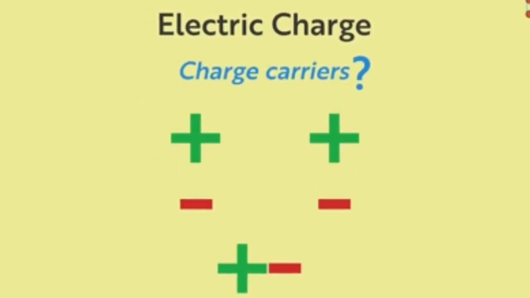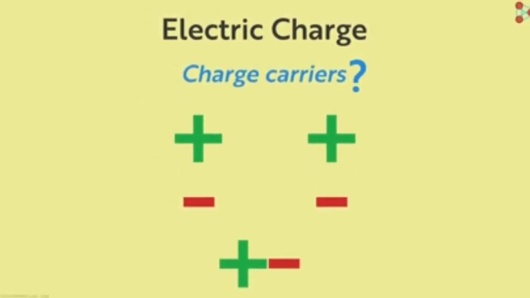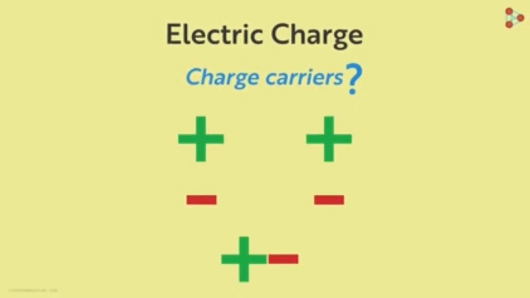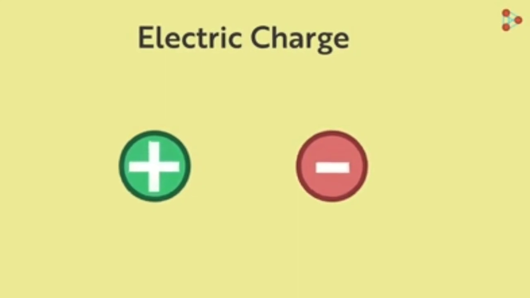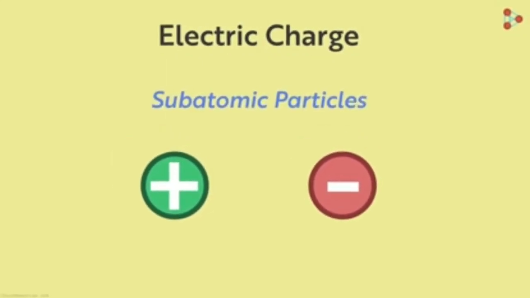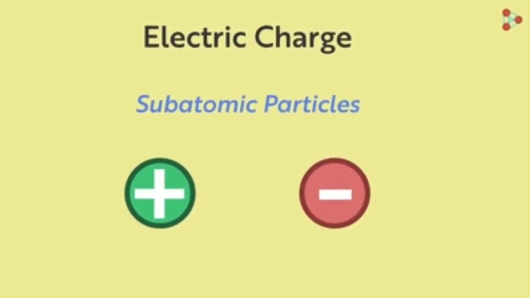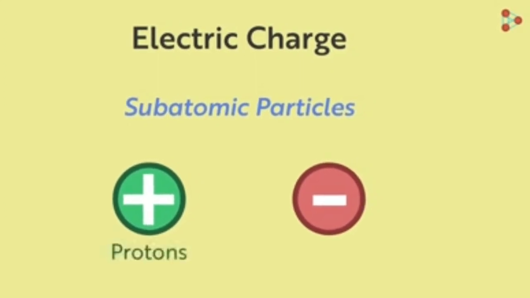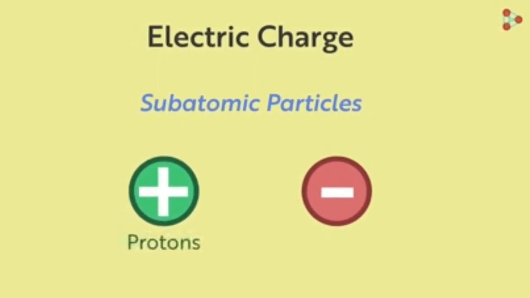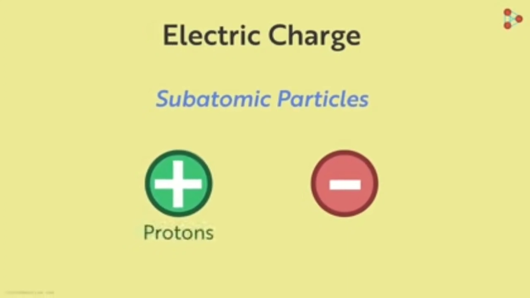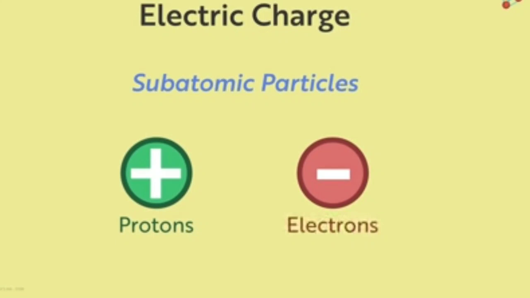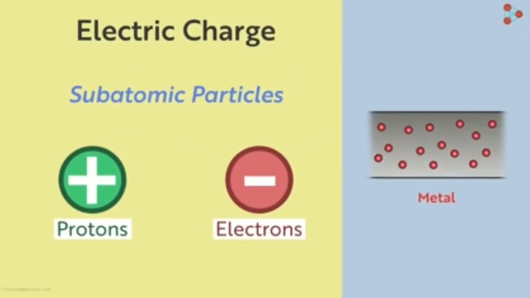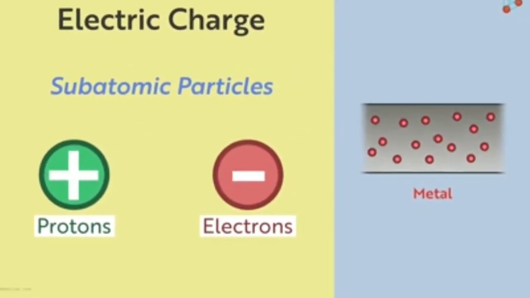But what exactly is charged, or in other words, who actually carries these charges? Well, these charges are carried by tiny particles with incredibly small mass called subatomic particles. The positive charge is carried by particles called protons, while the negative charge is carried by particles called electrons. There are billions or trillions of protons and electrons present in any object around us.